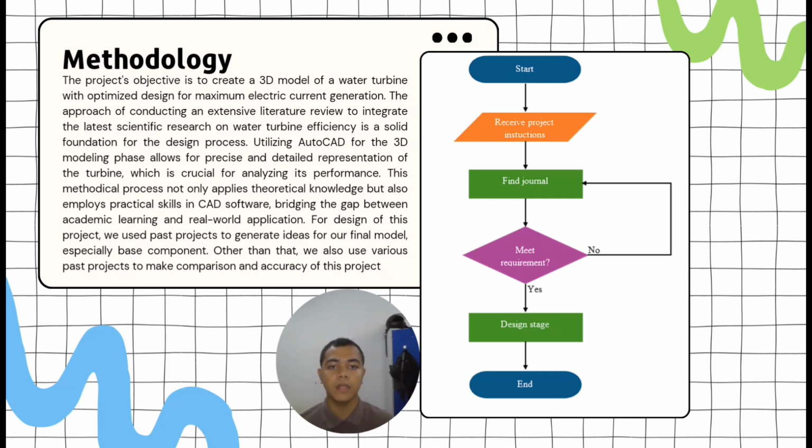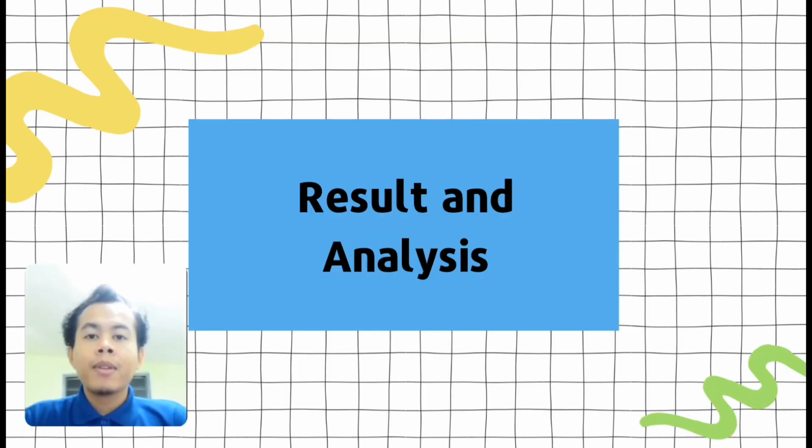So, as we can see at the flowchart, firstly, we get a project instruction for lecturer. Then we find several journal. If the journal meet a requirement, it will proceed to the design stage. If the journal not meet the requirement, we find another journal.